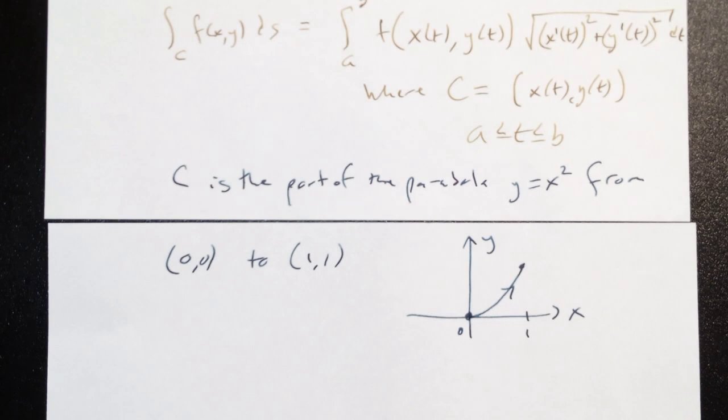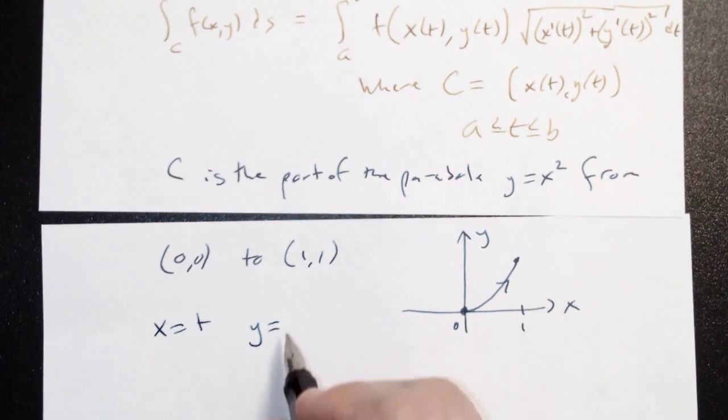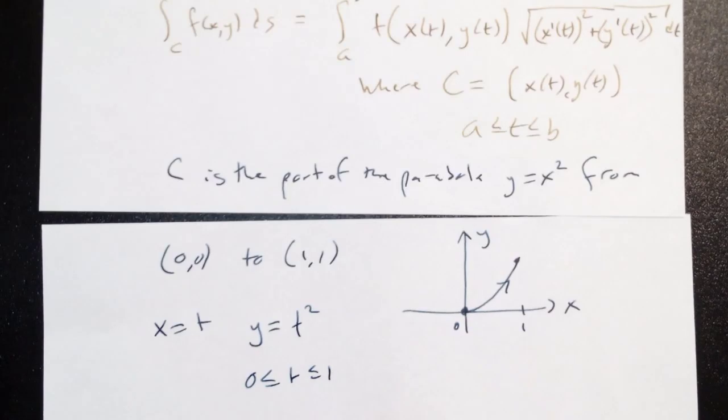The advantage in this case is that I've already written it as a function, right? Y equals x squared. So if I just change the variable to let x be t, if x is t, then what's y? Which means those are my parametric equations between 0 and 1.